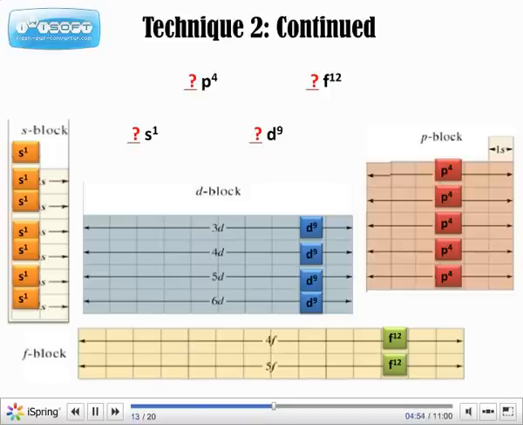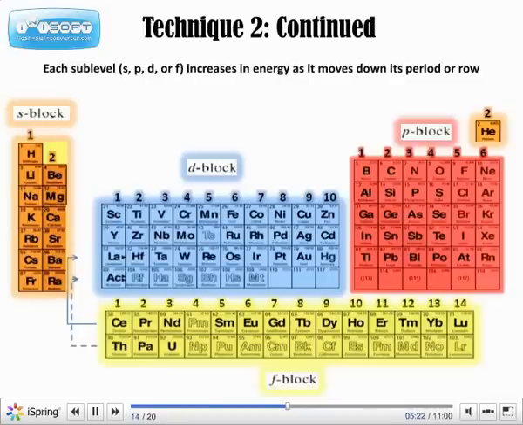Your element resides in a specific energy level or period or row. The element's energy level is represented by periods 1 to 7 for the S block, periods 2 to 6 for the P block, periods 3 to 6 for the D block, and periods 4 to 5 for the F block. The period your element is in will be written before S1 or P4, D9 or F12 in this case. Each sublevel S, P, D, or F increases in energy as it moves down its period or row.